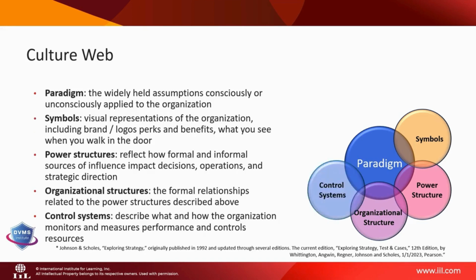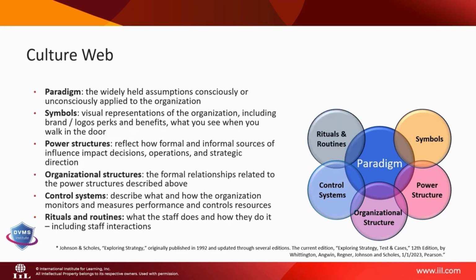Control systems describes what the organization chooses to monitor and measure in terms of understanding its performance and its controls and how resources are allocated and used. We get to rituals and routines. This is the way we do things here. It includes staff interactions. It includes what happens when somebody calls a call center, the scripts that they follow. It's the rituals and routines that are triggered by some type of or set of events.